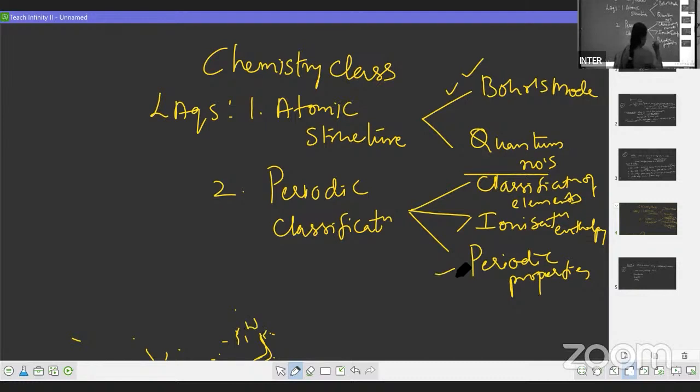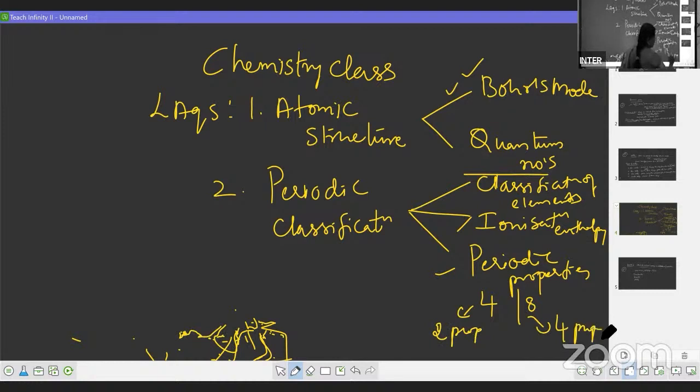Now, coming to periodic properties, you may get this for 4 marks or for 8 marks. 4 marks means they will give only 2 properties, and 8 marks means they will give 4 properties. So each property carries how many marks? 2 marks. Here 2 properties, each property is 2 marks, so 4 marks total. 4 properties means 8 marks.